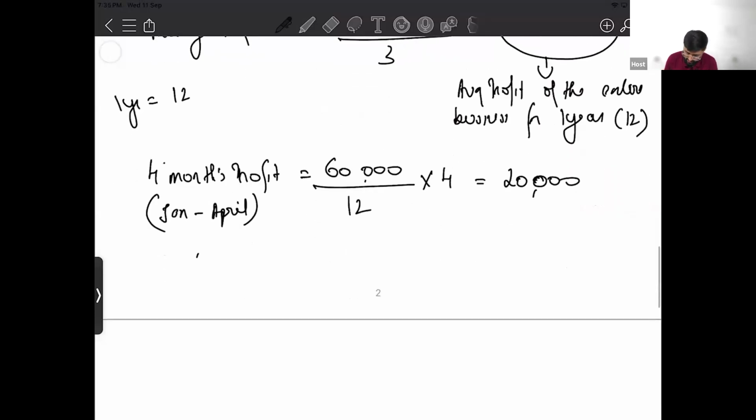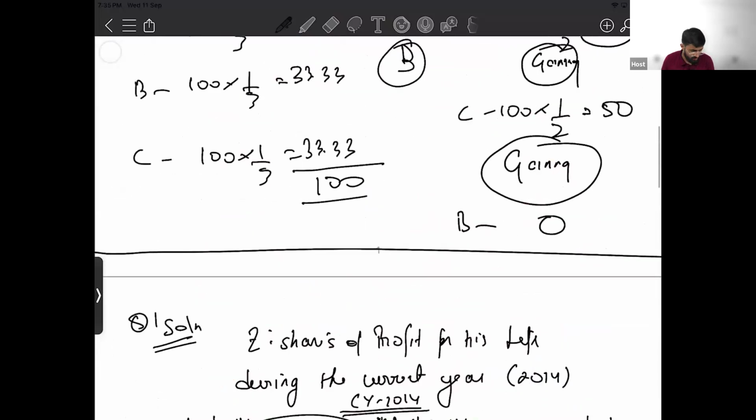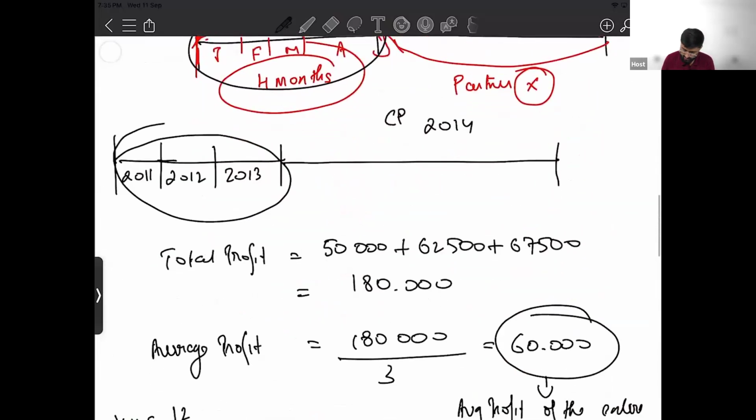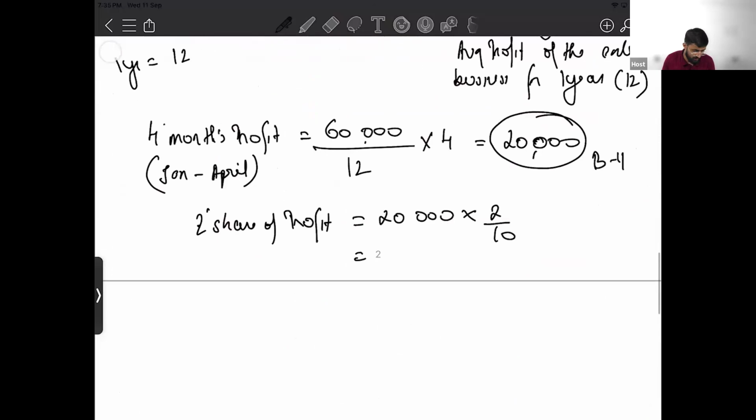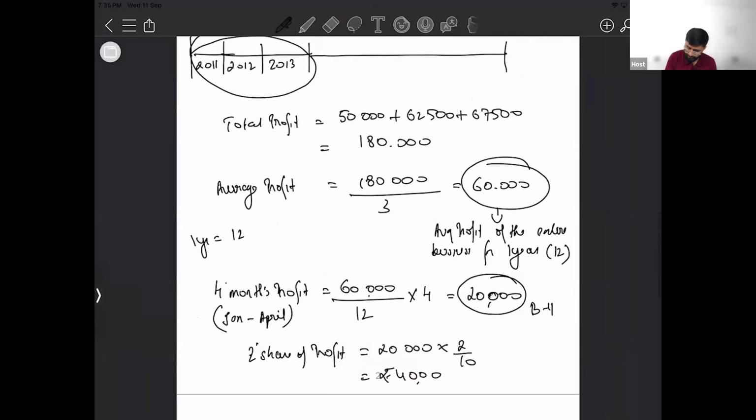Now we have to find out Z's share of profit. This is the business profit for 4 months. Now we have to find out Z's share. The ratio is 2 by 10, Z's ratio is 2 by 10. So 20,000 divided by 10 is 2,000, into 2 is 4,000 rupees. This is Z's share of profit for January to April.